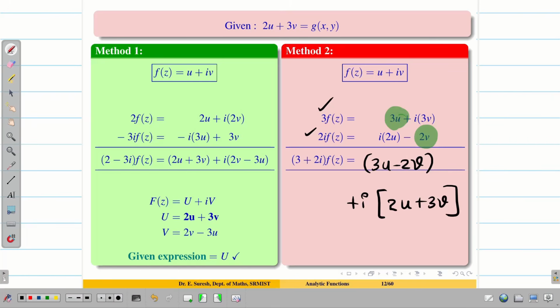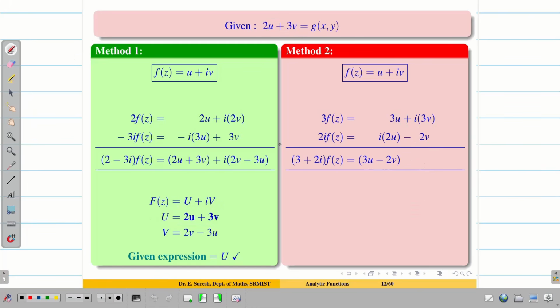I am taking this i outside. Now you can see this 2u plus 3v is nothing but the given question. If you go by method 1, 2u plus 3v is the real part. If you go by method 2, this 2u plus 3v will become the imaginary part. So whatever method you like, you can follow. I am going to follow method 1.